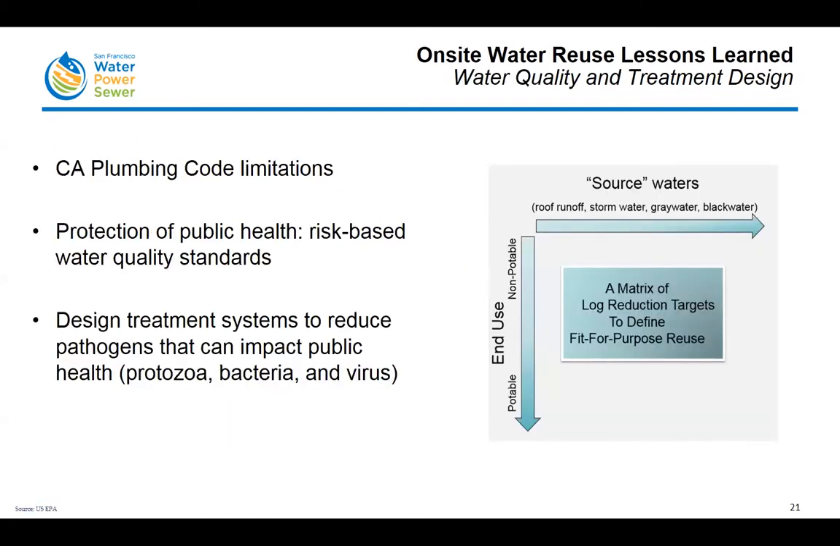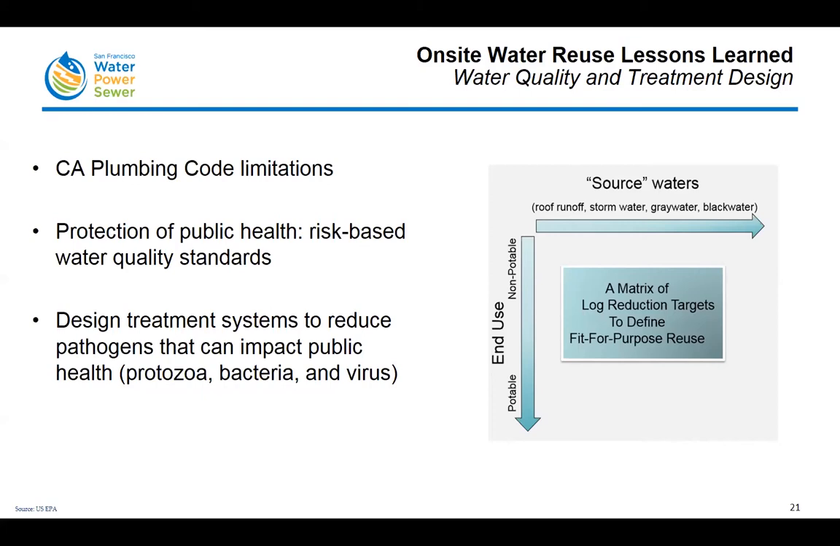Other water quality lessons learned that we've had: looking to the California Plumbing Code, there are limitations in what the code allows. It does cover graywater and rainwater reuse, but there's really no oversight and management required of these systems from the plumbing code, and it relies on standards such as NSF 350, which really are not health risk-based standards.